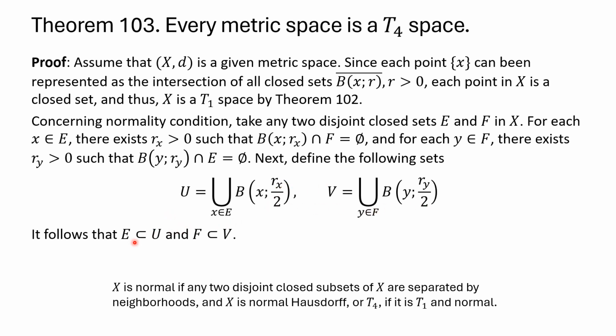And it follows that E is a subset of this union, U, and F is a subset of this union here. In other words, F is a subset of V. And what we need to show is that U and V are disjoint neighborhoods in order to prove the normality property. So we'll do that on the next slide.